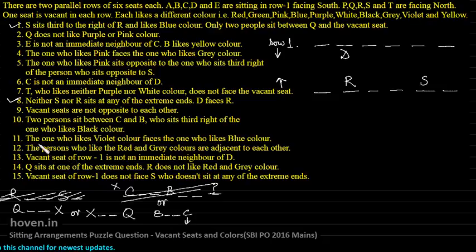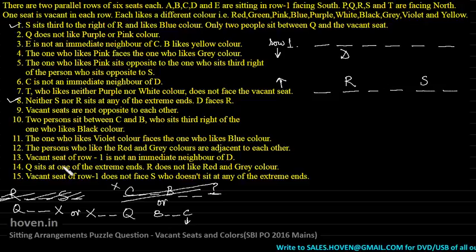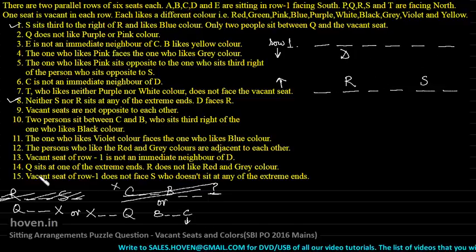Okay, let us move on to the next condition. The one who likes violet color faces the one who likes blue color. We have nothing known about these colors. Can't do anything about it. The persons who like red and grey are adjacent to each other. Nothing can be done yet. The vacant seat of row 1 is not an immediate neighbor of D, so we can't yet do anything about it. Q sits at one of the extreme ends.